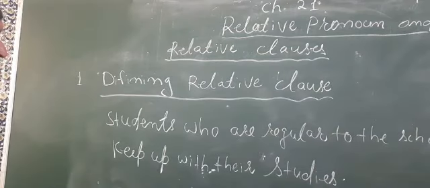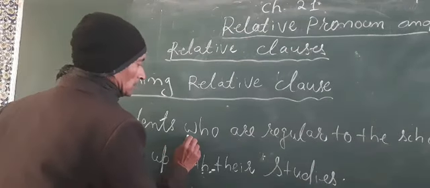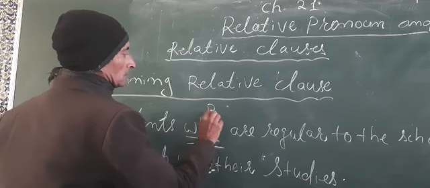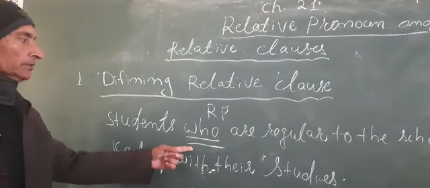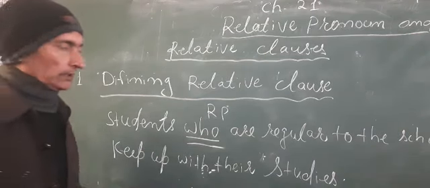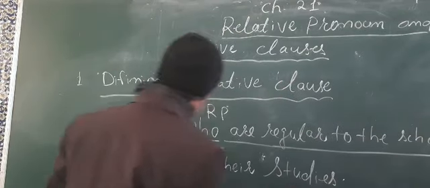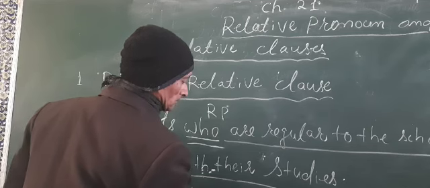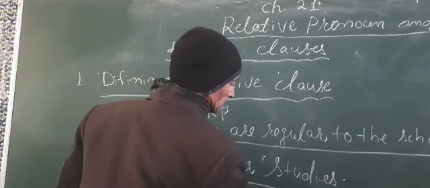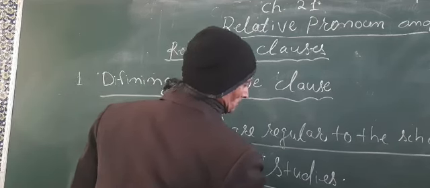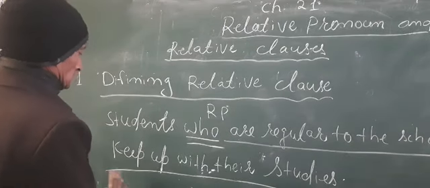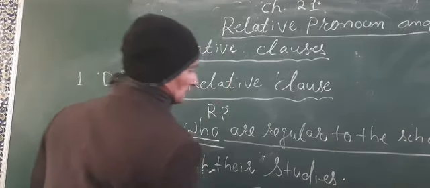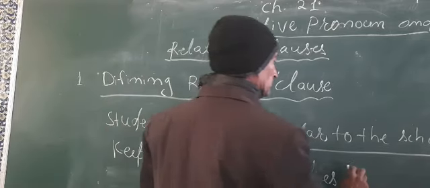so now here, this is the relative pronoun, and this is introducing the relative clause. These are called relative clause. Who are regular to the school. This is the relative clause.